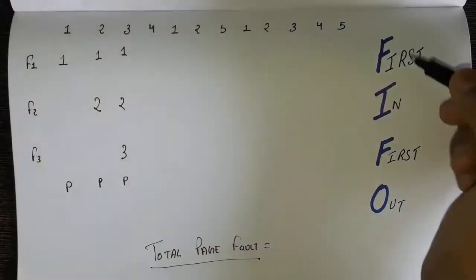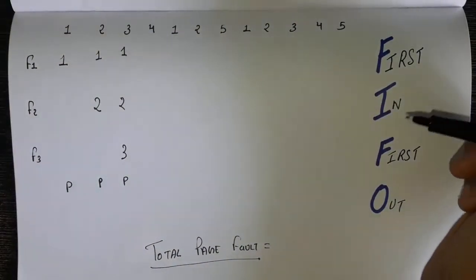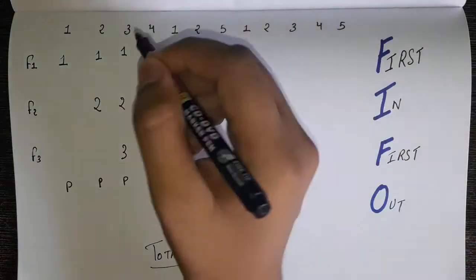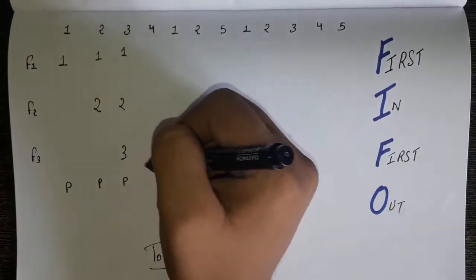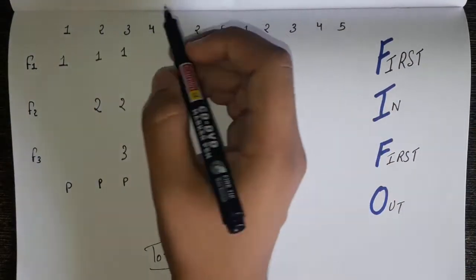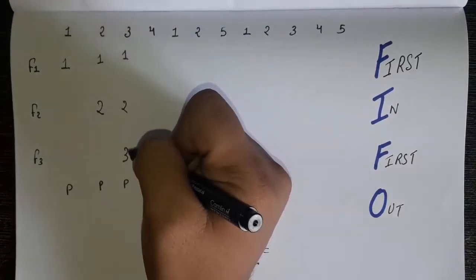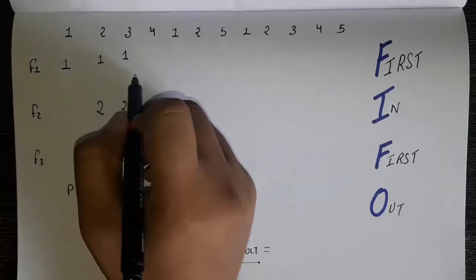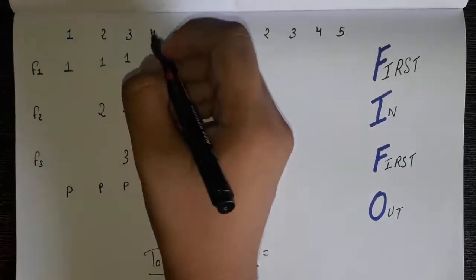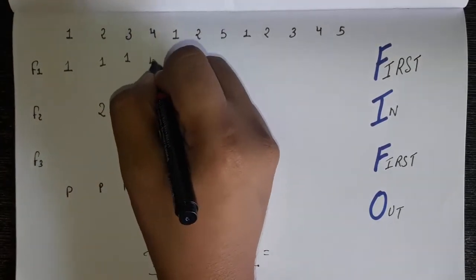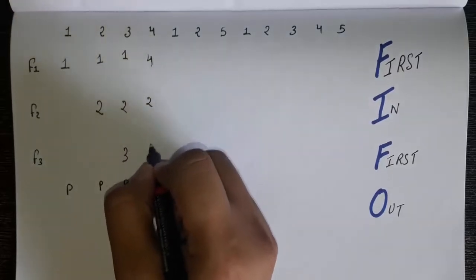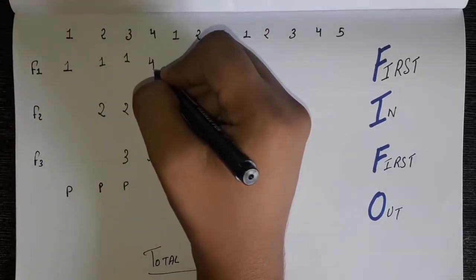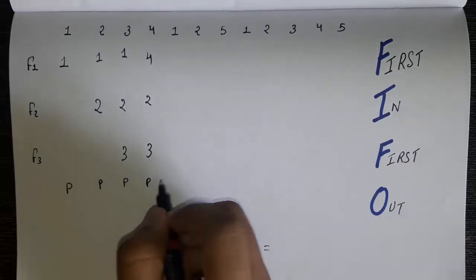Now what you have to do, first in first out means the process which came first should be removed first. So there are 3 pages, 1, 2, 3. Which one should you remove? You can see the 3 just came and the 2 came before 3, and the 1 is sitting here for the longest time. So you have to remove the 1, page number 1. So write 4 instead of 1, and again do the same thing for the 3. And because a new process arrived, you have to write a P.